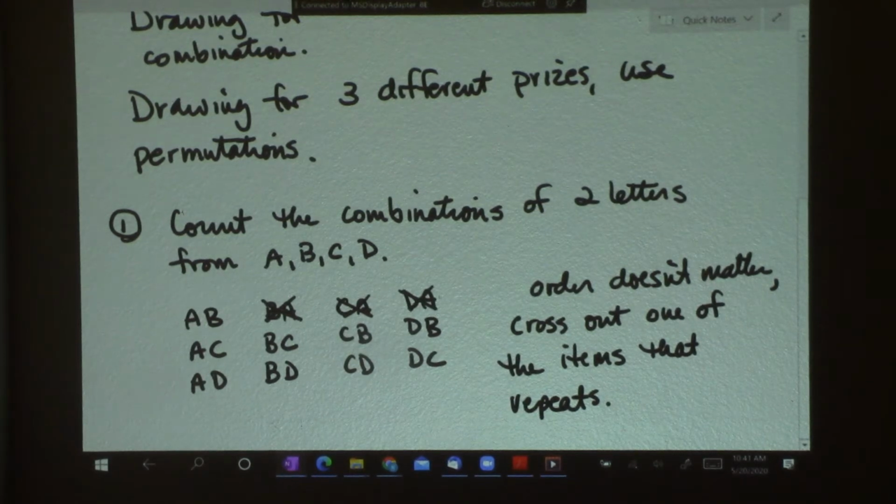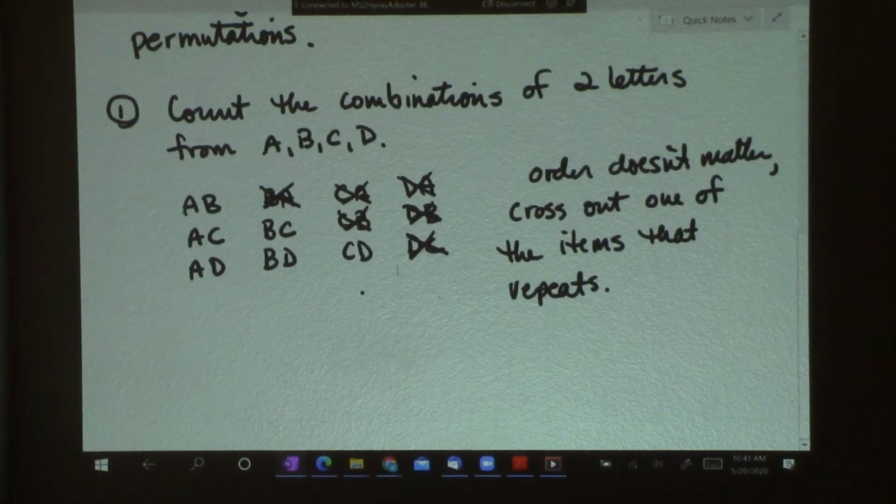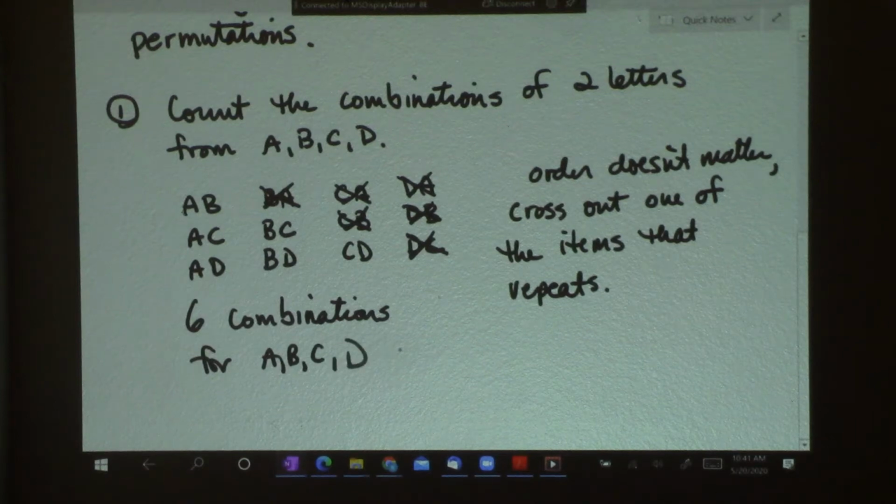Do you get the idea here? Anything that has the same two things in it, I don't want to repeat because the order doesn't matter. So I have BC here, I don't need CB. I have BD here, I don't need DB. If I have CD here, I don't need DC. So then I end up with only half of them, and there are 6 combinations for A, B, C, and D, choosing 2.